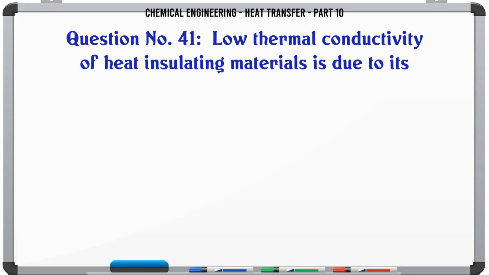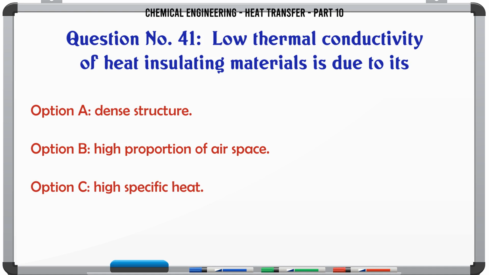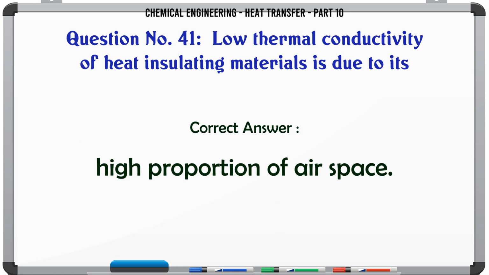Low thermal conductivity of heat insulating materials is due to its: A. dense structure, B. high proportion of air space, C. high specific heat, D. none of these. The correct answer is high proportion of air space.